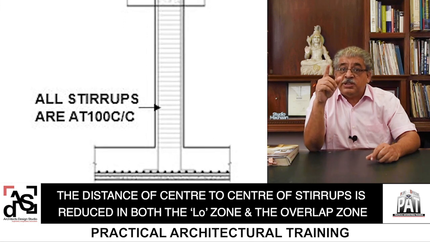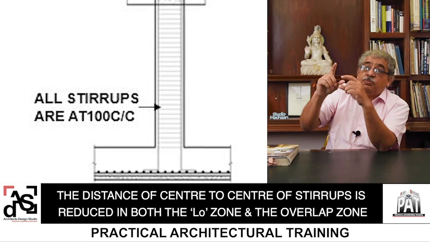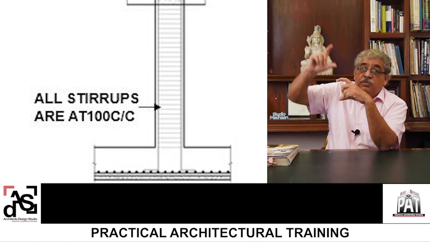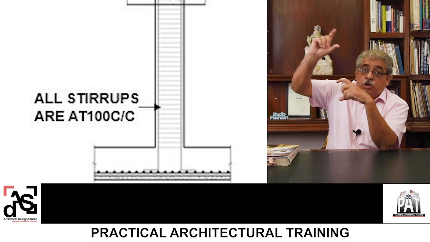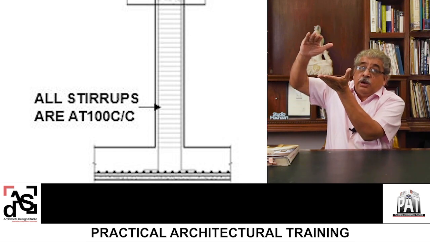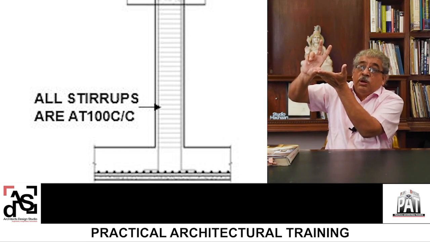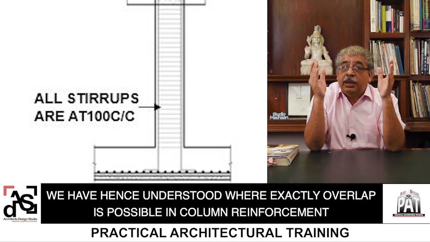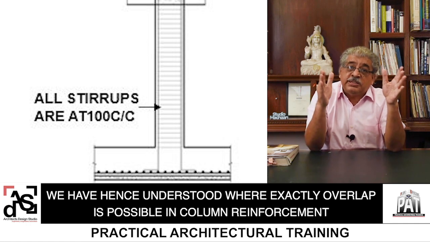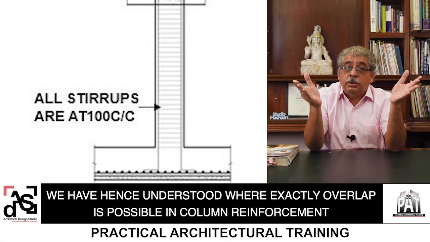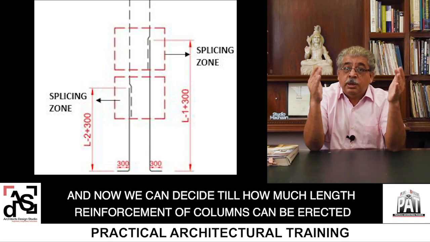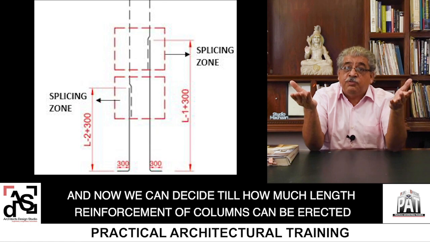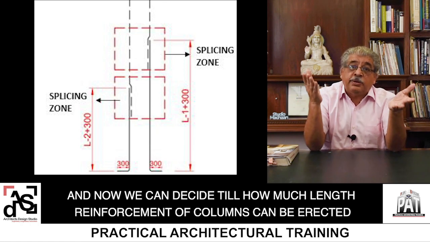The distance of center to center of stirrups is reduced in both LO zones, which is the top zone and the bottom zone, and they are also reduced in the overlap zone. So we have hence understood where exactly overlap is possible in column reinforcement. Now we can decide till how much length reinforcement of columns can be erected.